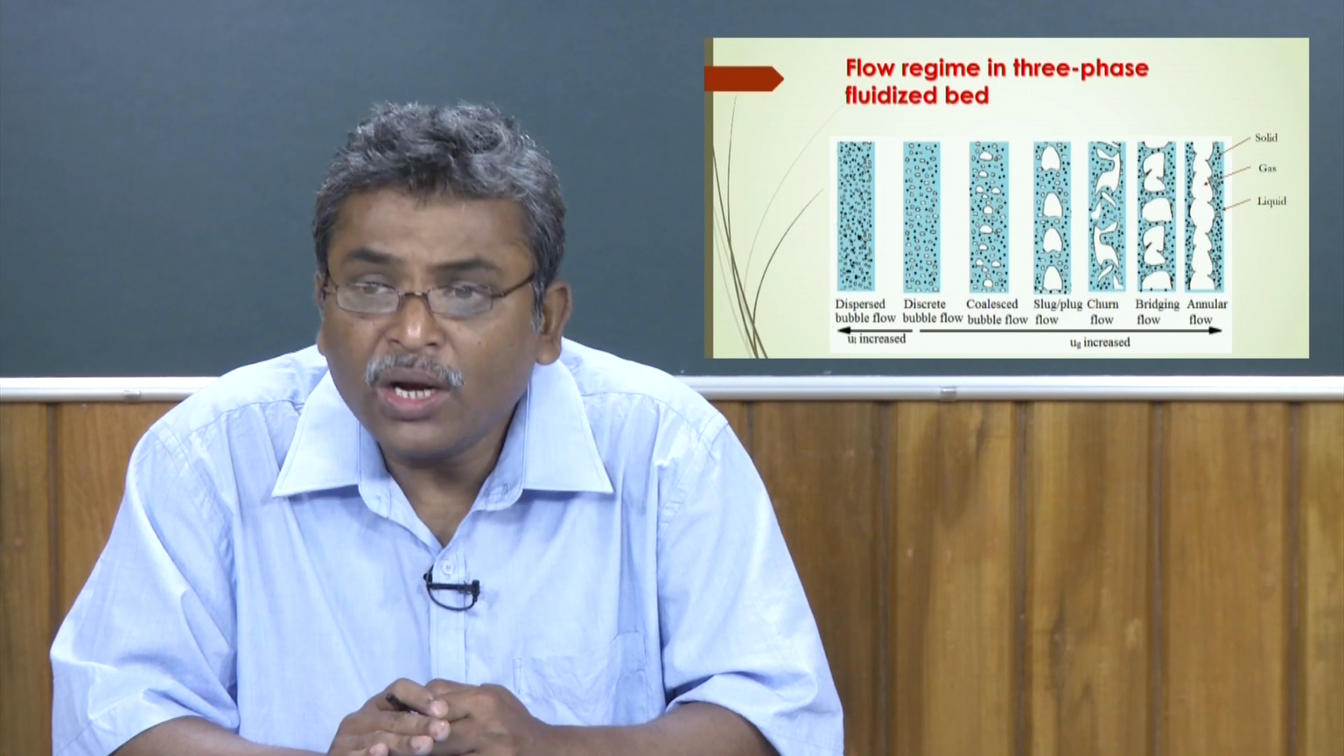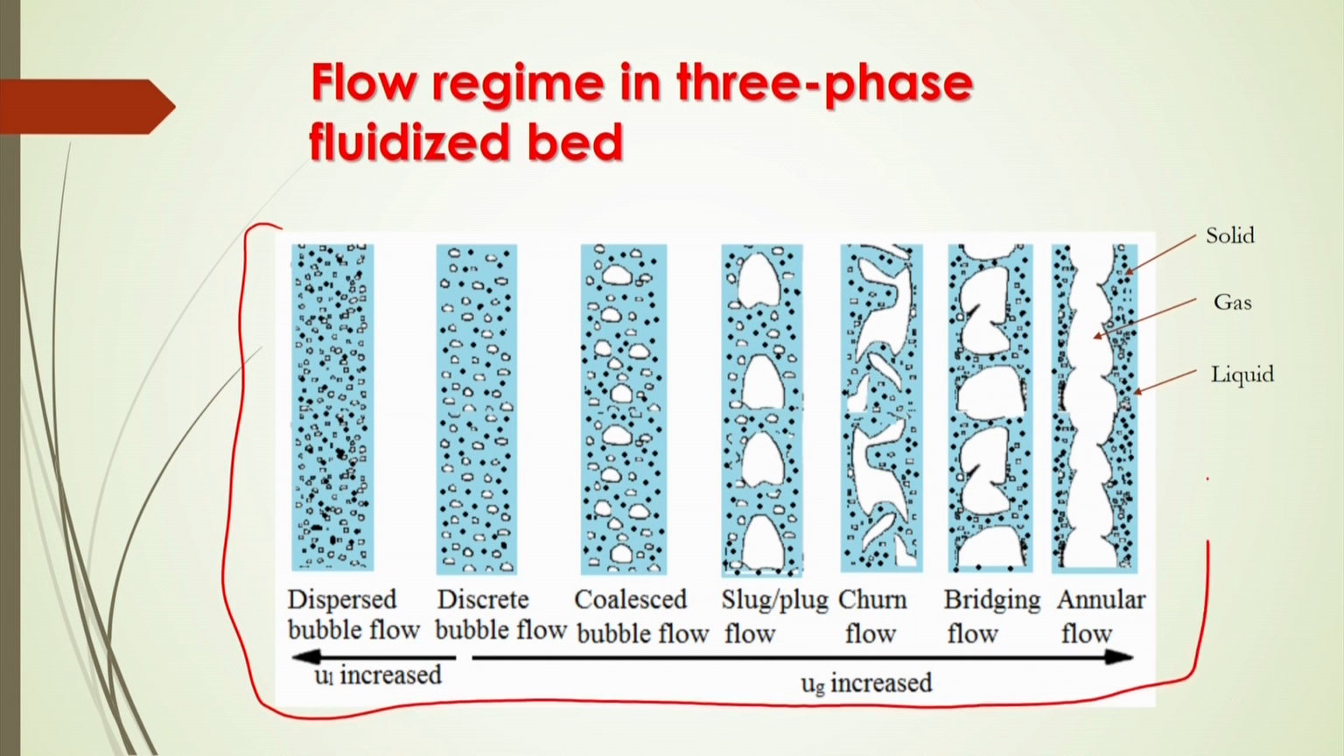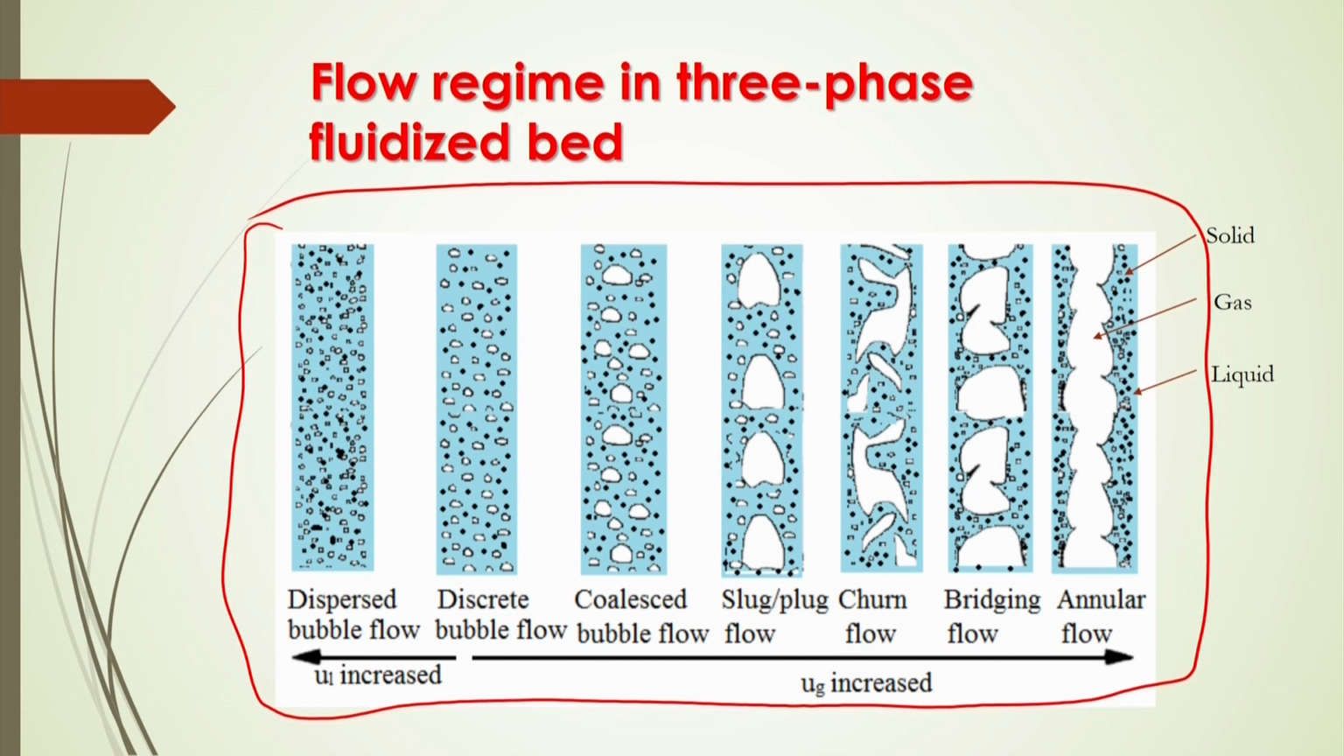Now, here see one diagram shown, this regime map. In this case, there are several flow regimes shown here: dispersed bubble flow, discrete bubble flow, coalescent bubble flow, slug plug flow regime, churn flow, bridging flow and annular flow. So, all these 1, 2, 3, 4, 5, 6, 7 flow regimes are generally observed in a gas, liquid, solid fluidized bed just by changing the liquid velocity and gas velocity inside the bed.